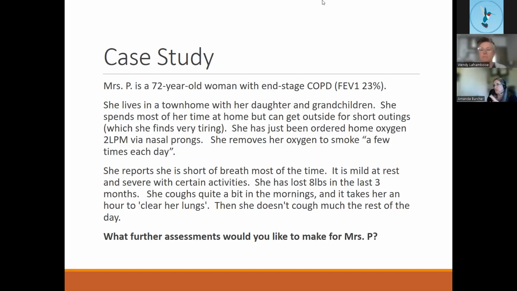She's lost 8 pounds in the last 3 months. She coughs quite a bit in the mornings and it takes her an hour to clear her lungs. Then she doesn't cough much for the rest of the day. So based on this case, what more do you want to know about Mrs. P, or what further assessments might you make for this patient?